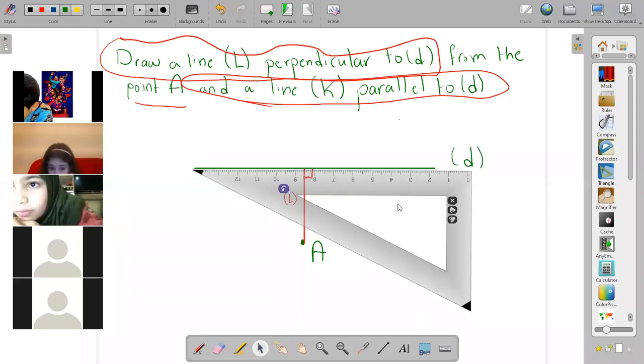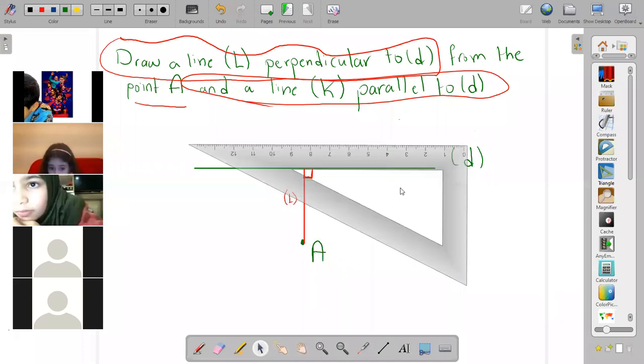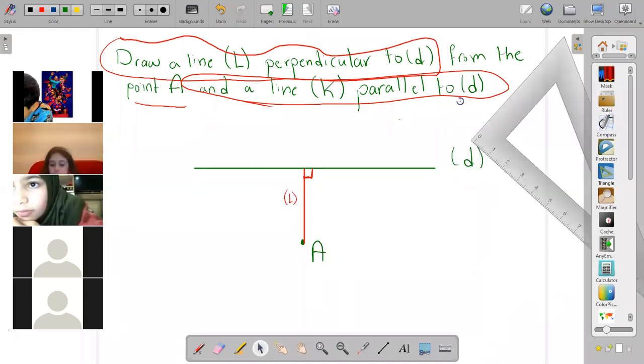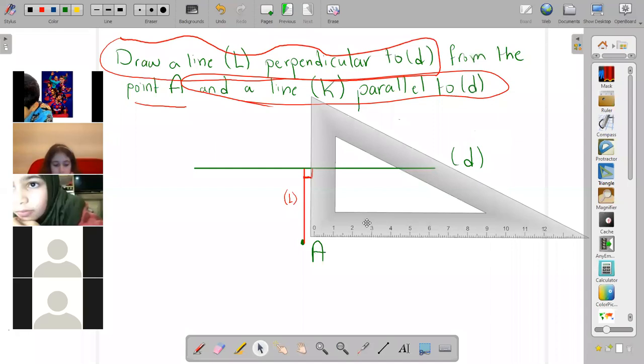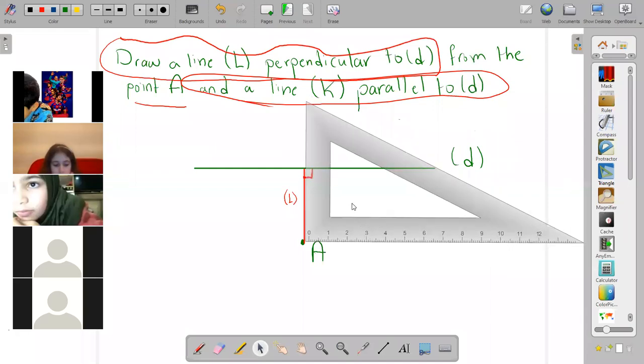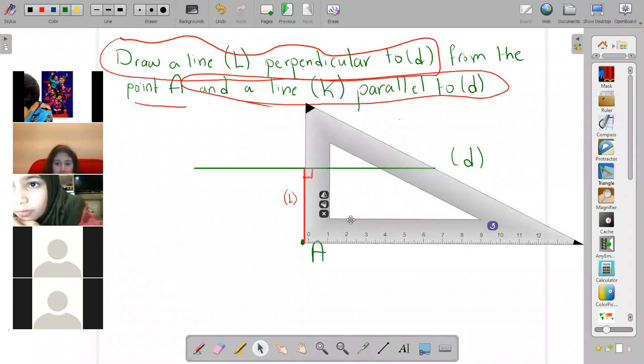Where should I place the right angle? On point A. Excellent. In order to draw a parallel line to D passing through A, I put the right angle on the point A. When I drew the perpendicular line, I placed the right angle on D. When we draw a parallel line, we place the right angle on A. Hold it like L and put the right angle at A.